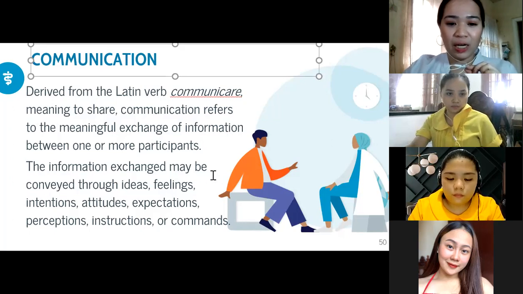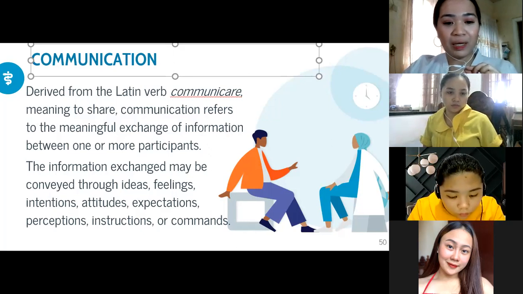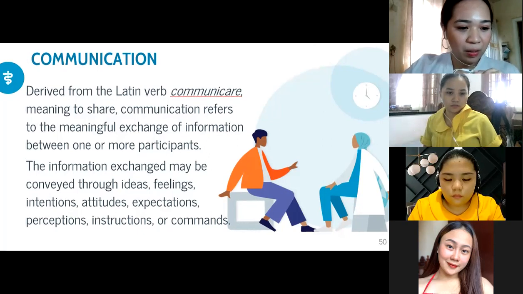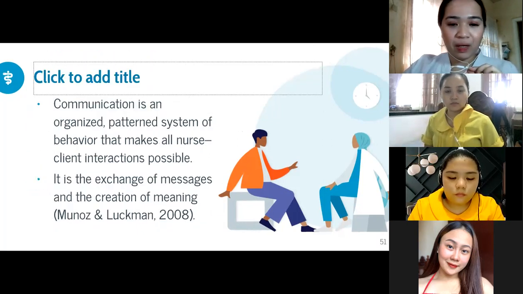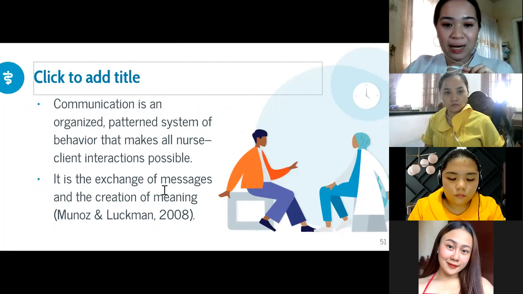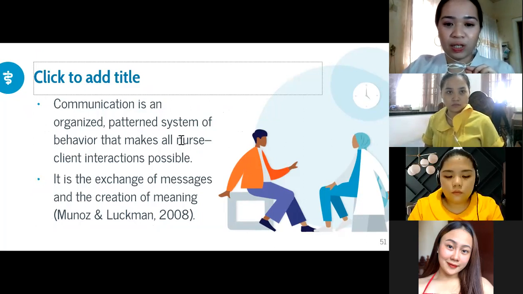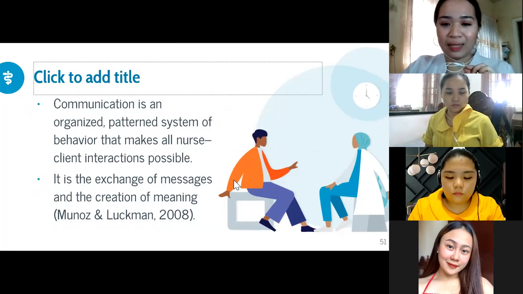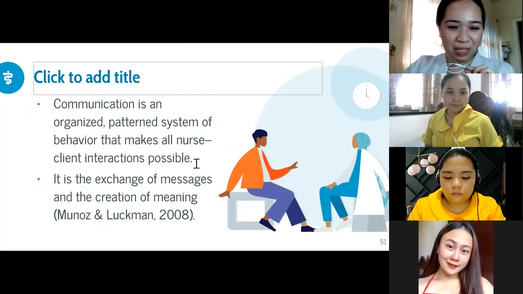The information exchange may be conveyed through ideas, feelings, intentions, attitudes, expectations, perceptions, instructions, or commands. Now, meron din tayong tinatawag na, communication is an organized, patterned system of behavior that makes all nurse-client interactions possible. Most of the time, tayo ang makakausap ng ating mga kliyente, kaya mas maganda na ngayon pa lang na iaayos na natin ang ating communication skills.